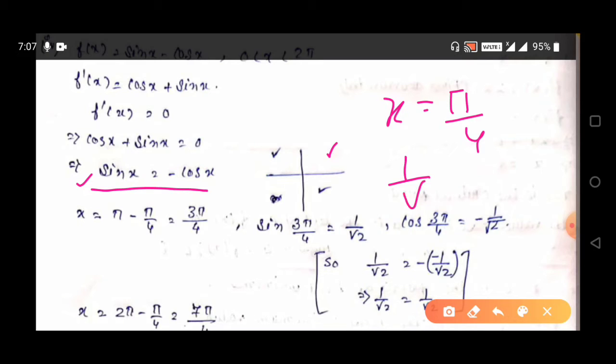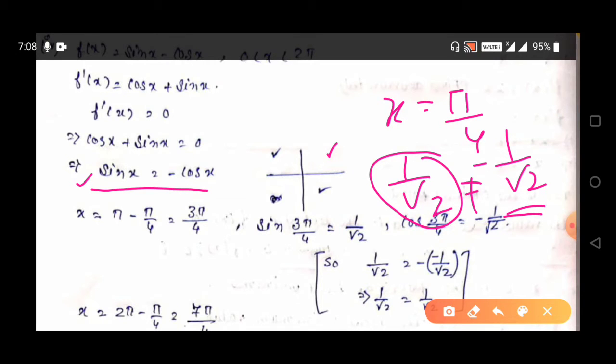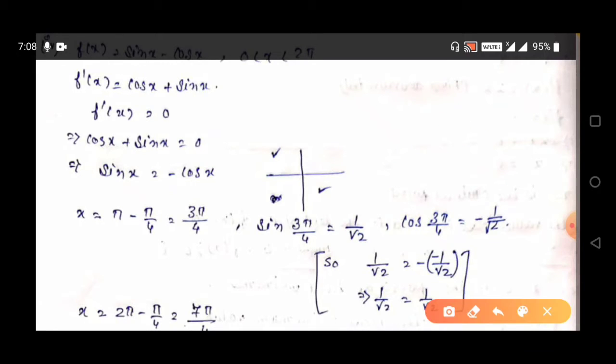sin pi by 4 is 1 by root 2 and cos pi by 4 is 1 by root 2. But here it is given minus cos x, so here it will be minus 1 by root 2. So 1 by root 2 can never be equal to minus 1 by root 2. That is why we cannot find the value of x in the first quadrant. Now we can choose the second quadrant and the fourth quadrant. We cannot choose the third quadrant because in the third quadrant sin x is negative and cos x is also negative, so we cannot equate both of them.